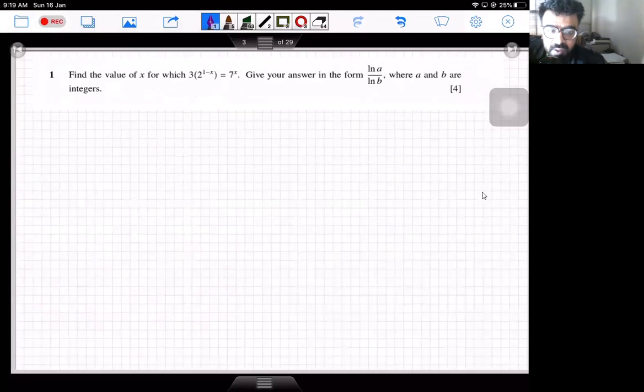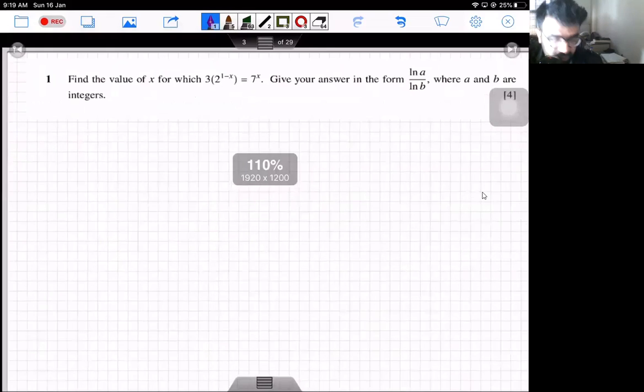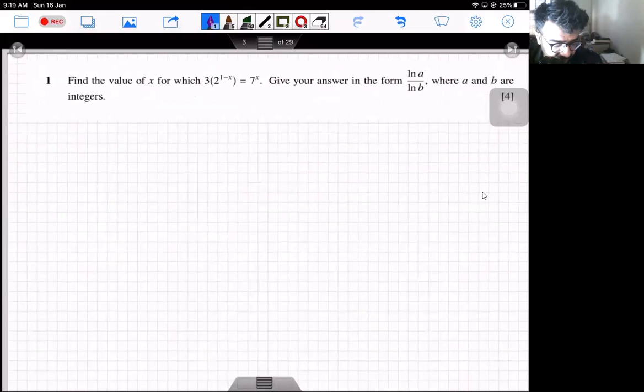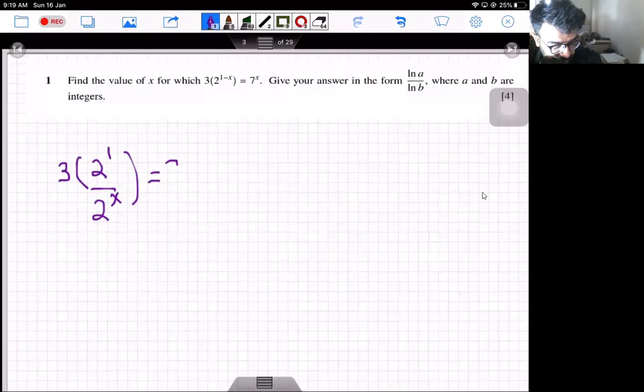So find the value of x for which 3 multiplied by 2 raised to the power 1 minus x is equal to 7 raised to the power x. Give your answer in the form ln a over ln b, where a and b are integers. First of all, we can make this equation easy for ourselves to comprehend. 3 multiplied by 2 raised to the power 1 minus x. According to the laws of indices, in place of 2 raised to the power 1 minus x, I can write 2 raised to the power 1 divided by 2 raised to the power x, and this whole thing is equal to 7.